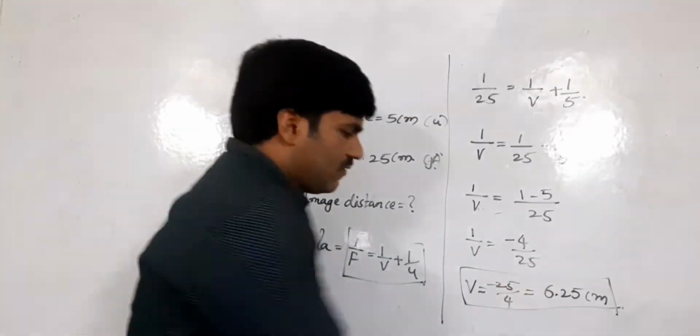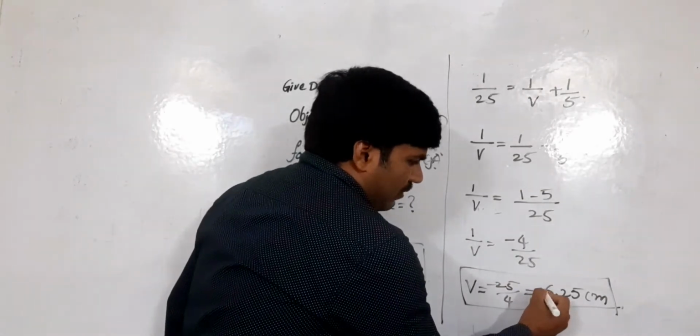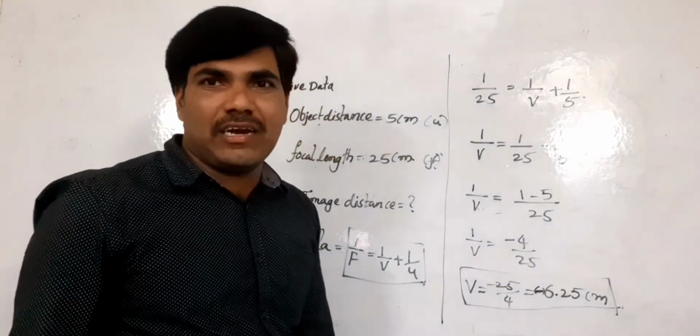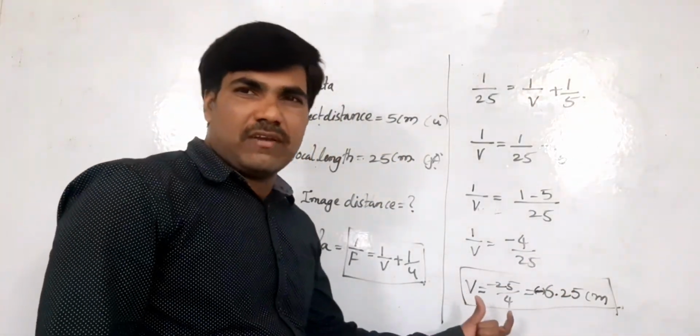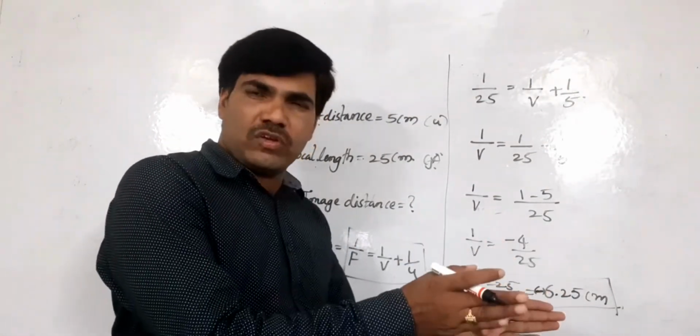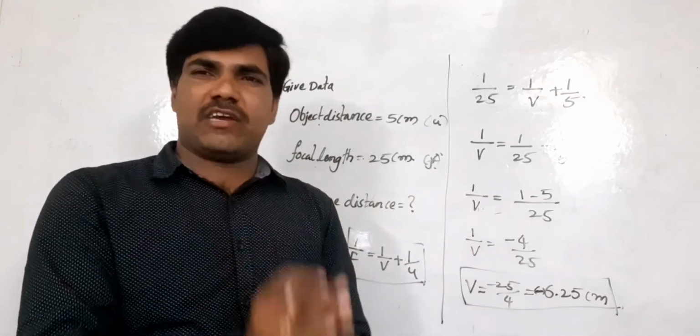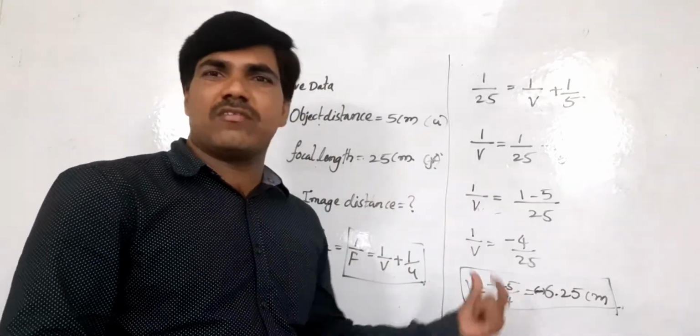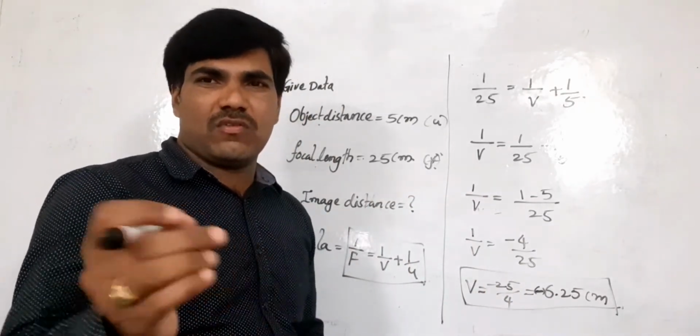Here the minus indicates the sign convention. We take the image distance opposite to the incident ray direction. That's why the minus sign is there. Yes, this is our first problem.